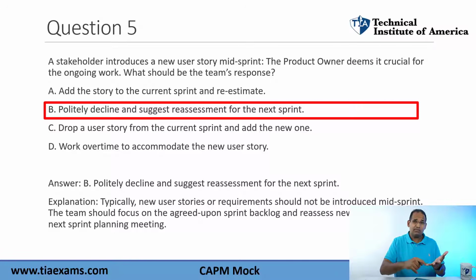You shouldn't change team members or change the work. If the product owner wants to add something, the best thing for the product owner to do is add it to the product backlog and then reprioritize the product backlog, probably putting it at the top so it can get done in the next sprint. So the best thing to do is to decline it and then say, you know what, let's reassess for the next sprint. So they should reprioritize the product backlog.